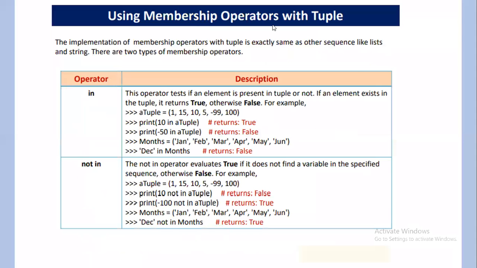Now we have some membership operators, in and not in. If I say a tuple has these many elements, and x has a value, let's say 5, and I say x in tuple, it will say True because 5 is there. If I say 101 not in tuple, it will give me True because 101 is not there. So this way it works in membership operators.